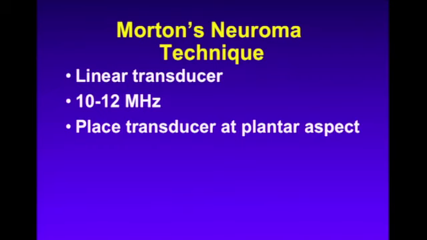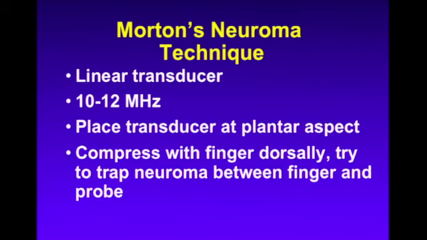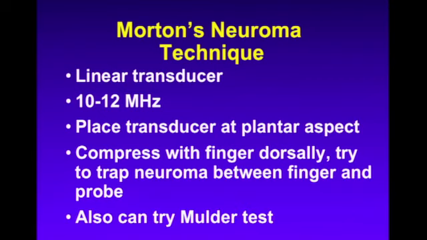I usually place the transducer at the plantar aspect of the foot, and as I'm scanning plantarly, I take my finger and I compress dorsally. I'm trying to trap the neuroma between my finger and the ultrasound probe. You can also try the so-called Mulder test, where you squeeze the toes, and if you do that, the neuroma will actually go plantarly toward your transducer.